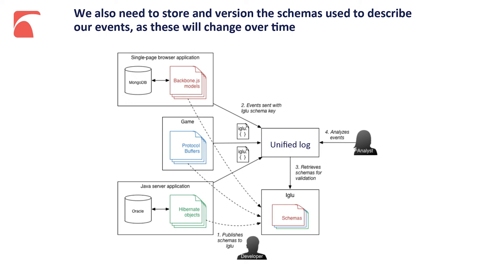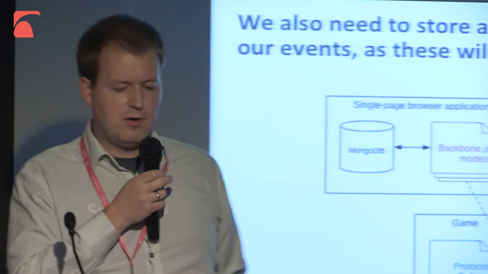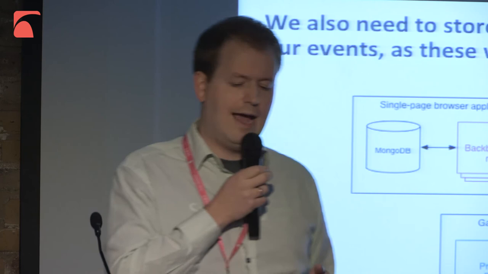And what we're doing here is we actually open sourced a new project called Igloo, which is just a repository server for JSON schemas. So literally you just say, okay, this is the schema that represents this type of event, and I'll stick it in the repository server, and I'll use that later. So, you know, the unified log is really powerful, but you need to put a lot of thought into how you're going to structure your events, and how you're going to store them in a way that's kind of robust going forwards.